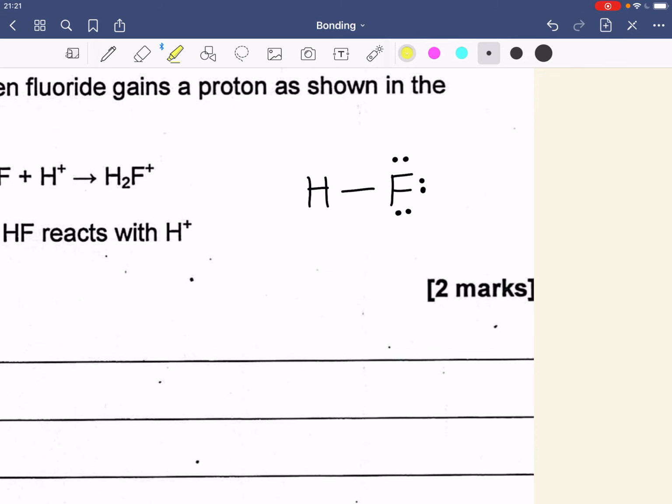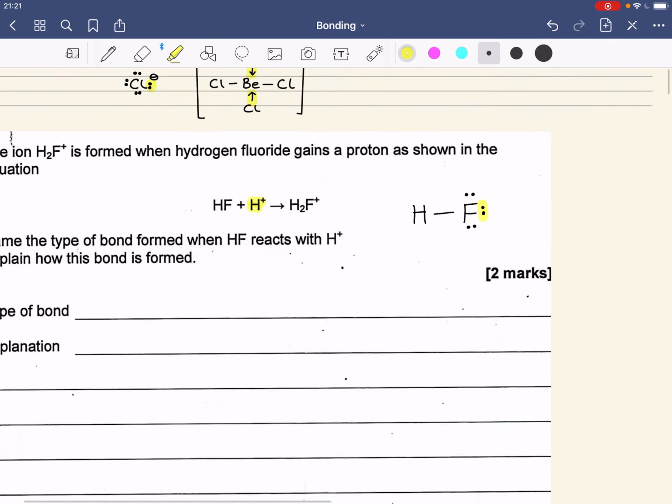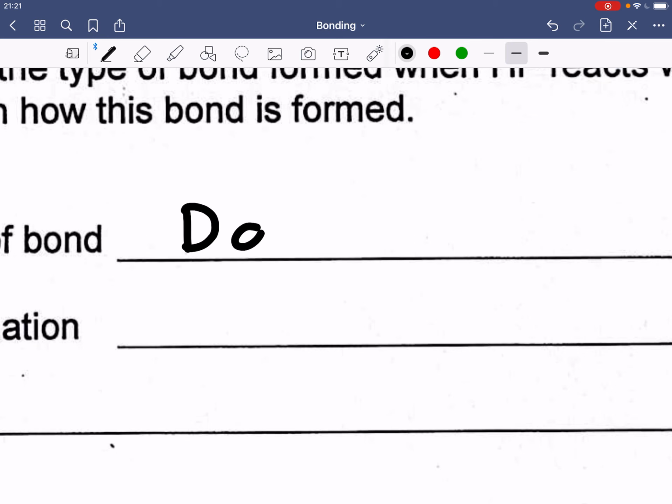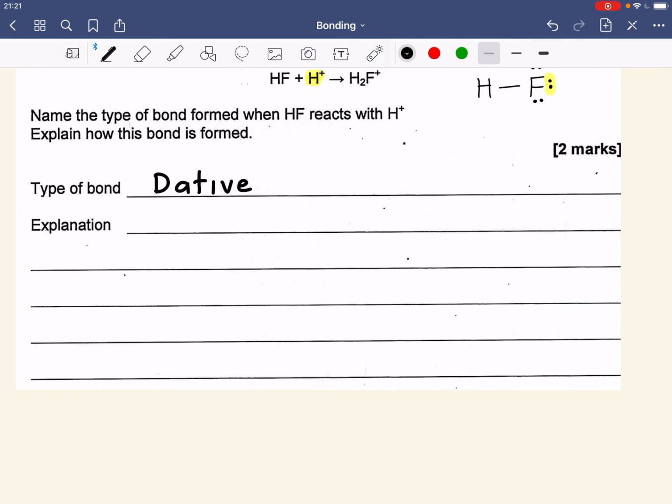And because it's got this lone pair, and we've got a hydrogen ion here which has got an incomplete full outer shell, we've got the potential then for, when it says the type of bond, we're going to say a dative bond. And when we're asked for this explanation, we really should be saying what is donating the lone pair and what it's donating the lone pair to.